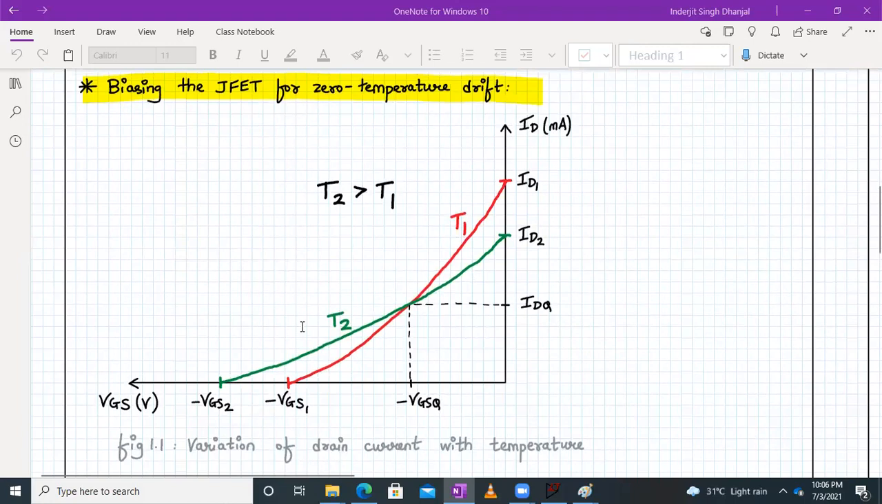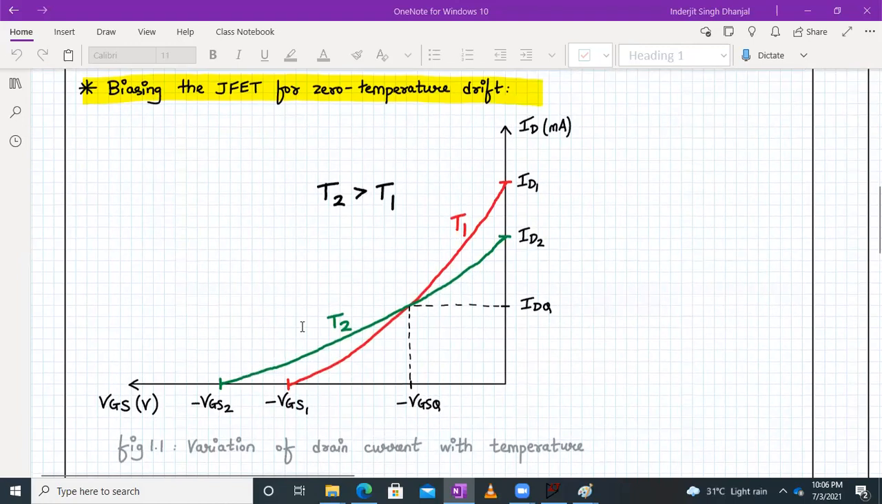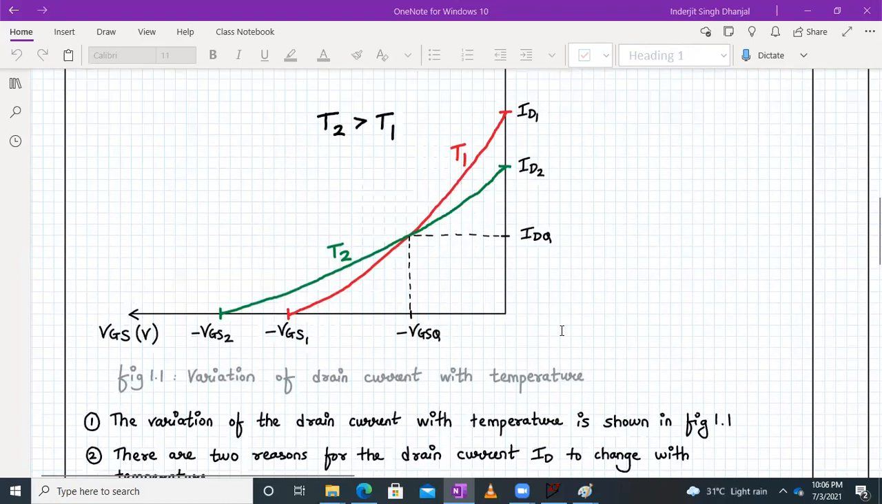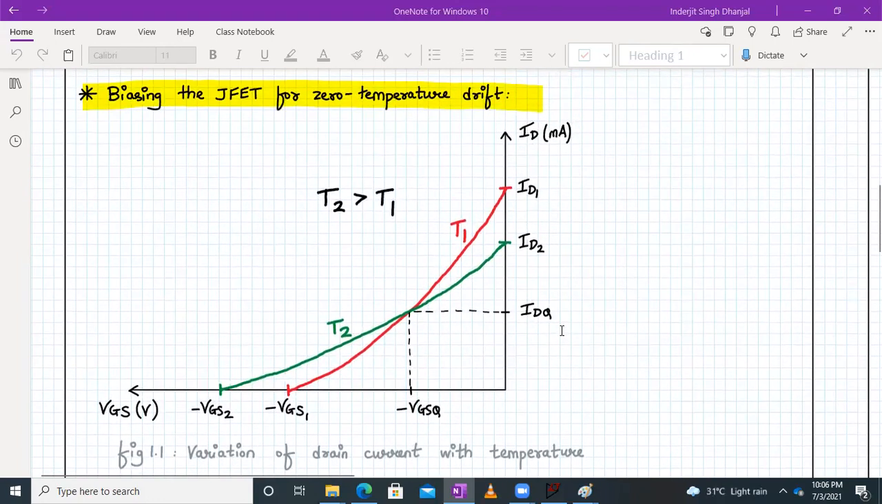Now, let us look into details for biasing the JFET for zero temperature drift. This is a plot of the variation of drain current with temperature. The red plot is for temperature T1, and the green one is measured at temperature T2. And here T2 is greater than T1. As you can see, for higher temperatures, the current is slightly lowered and the VGS is increased in the negative direction. So these are the two conditions. And also they intersect at one point, which is the Q point, marked as IDQ, VGSQ.